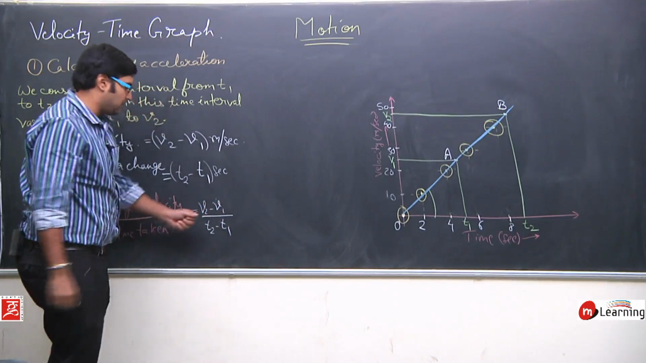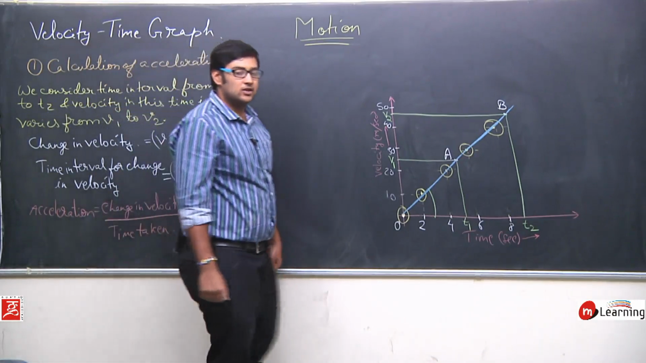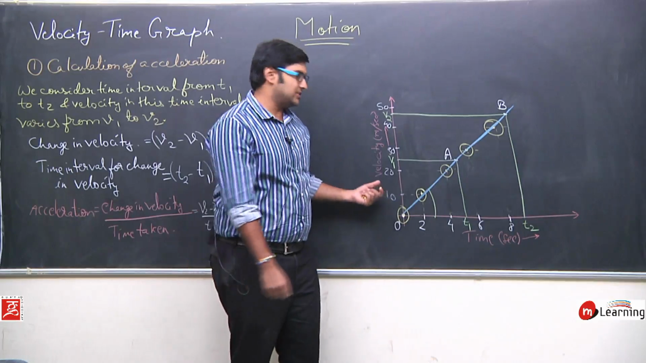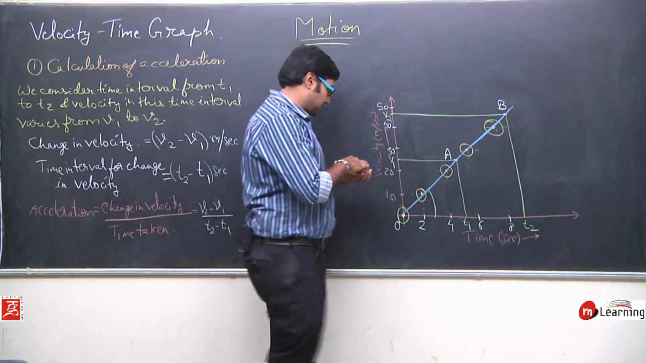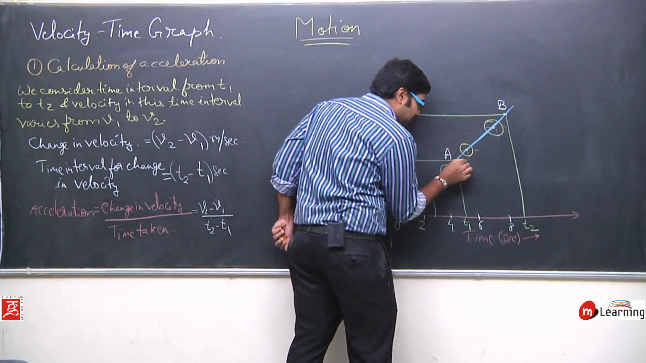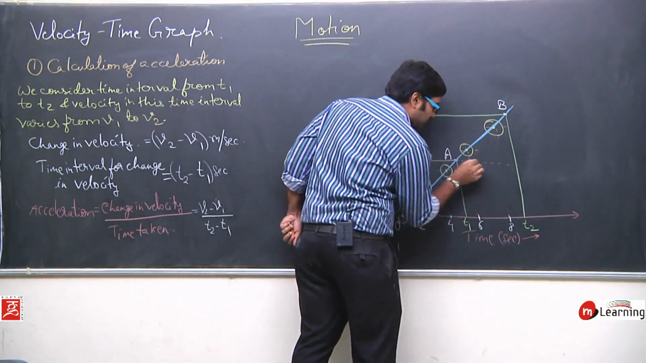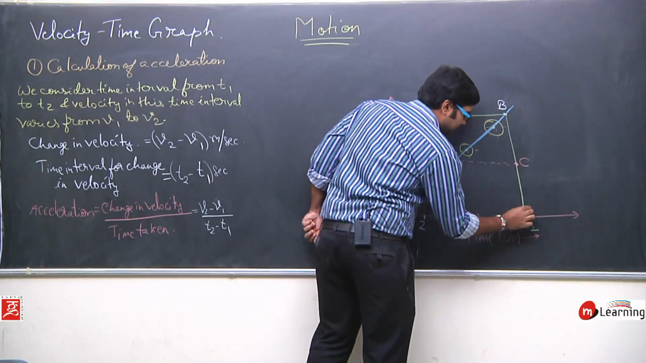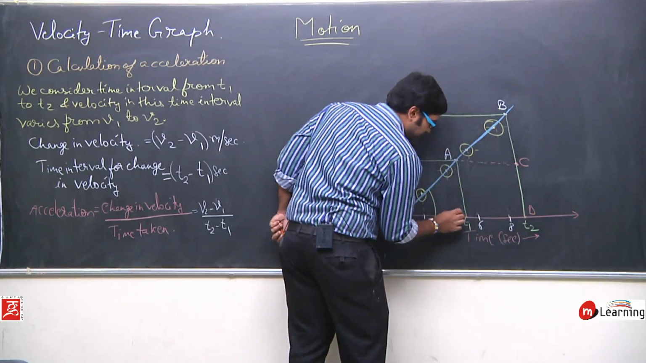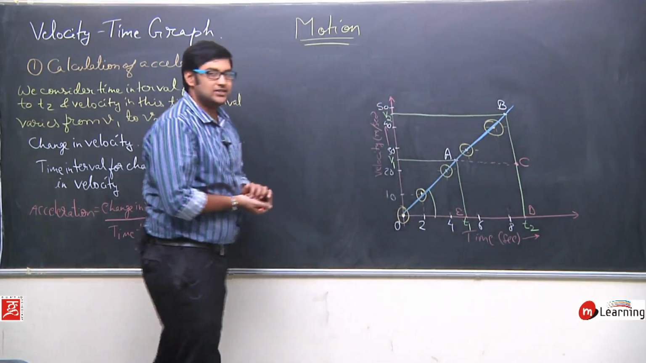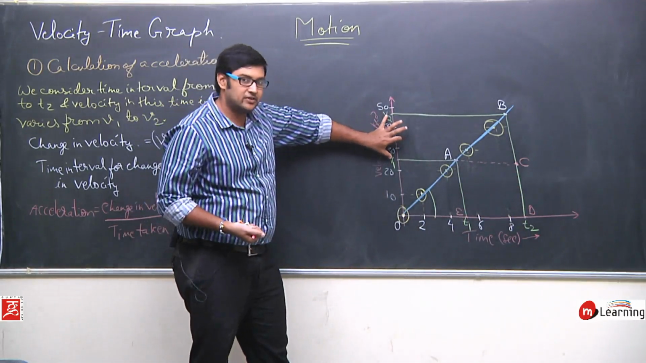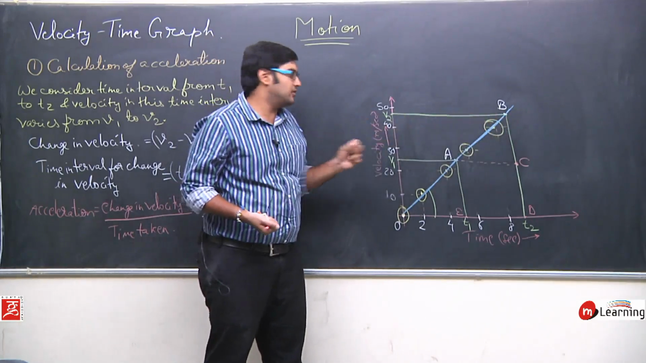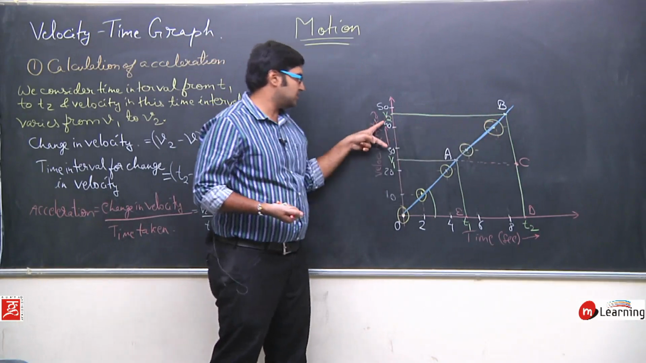This is v2 minus v1 upon t2 minus t1. Now observe this particular expression in the graph. If you see v2 minus v1, what I can do is join this line here. Let's say this is C, this is D, this is E. So what is v2 minus v1? v2 minus v1 is this much length, and BC is equal to v2 minus v1. Okay, this BC is v2 minus v1.